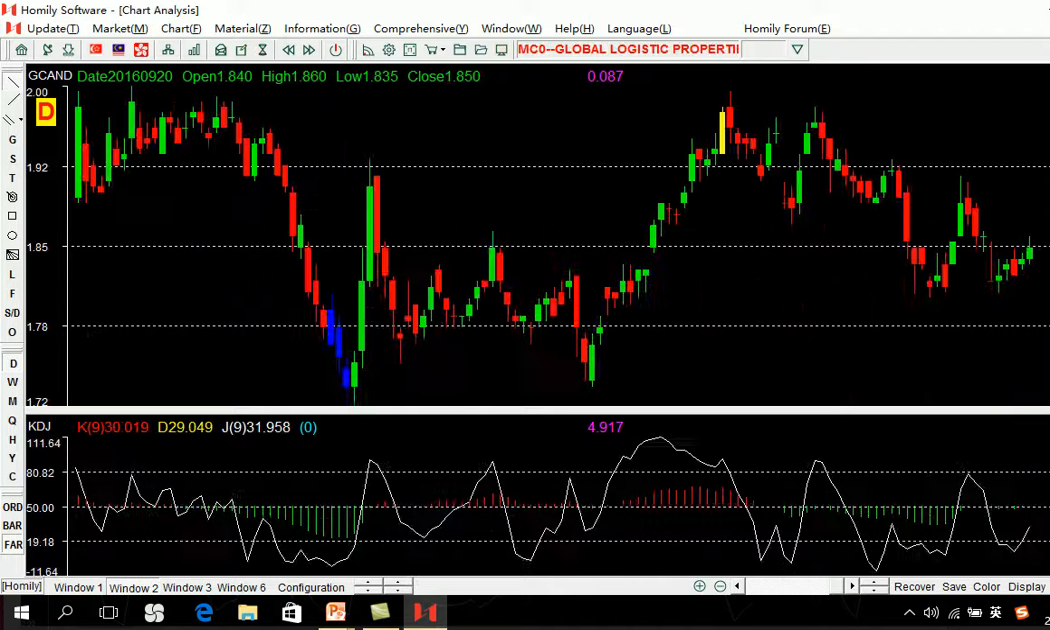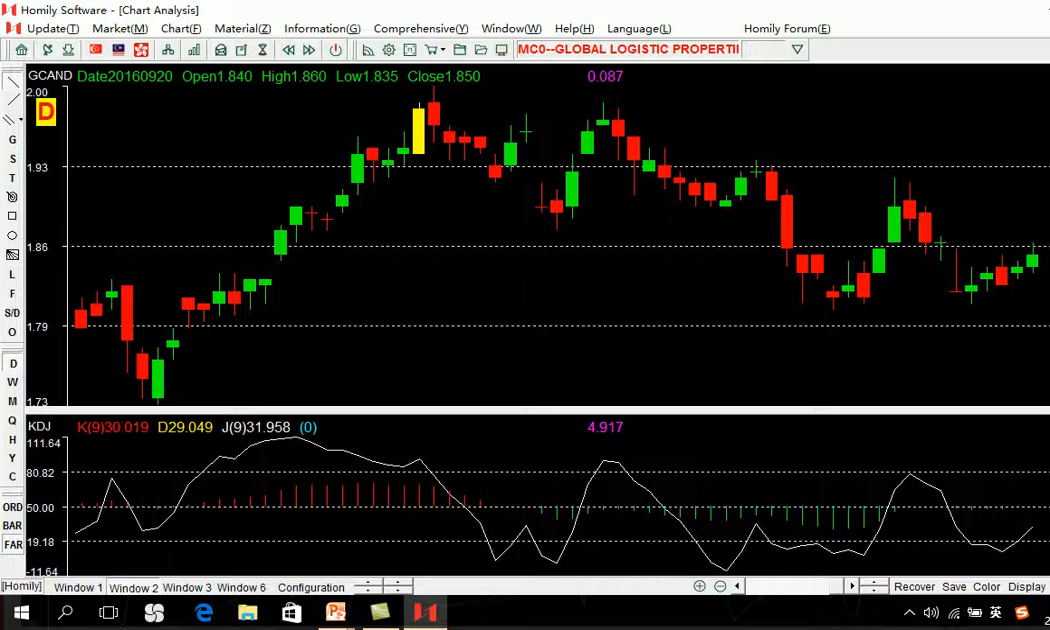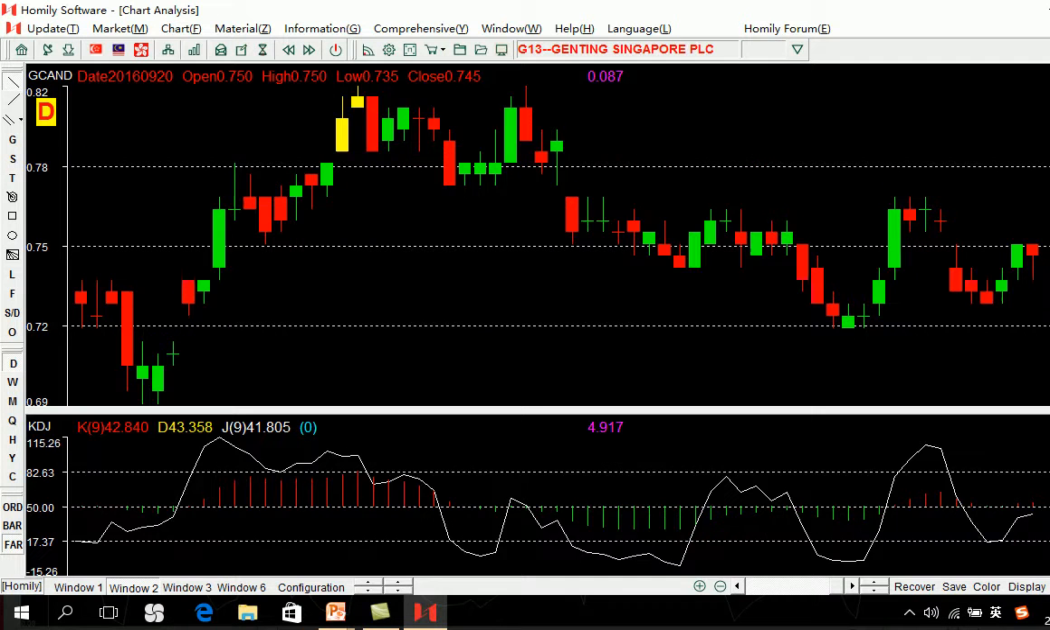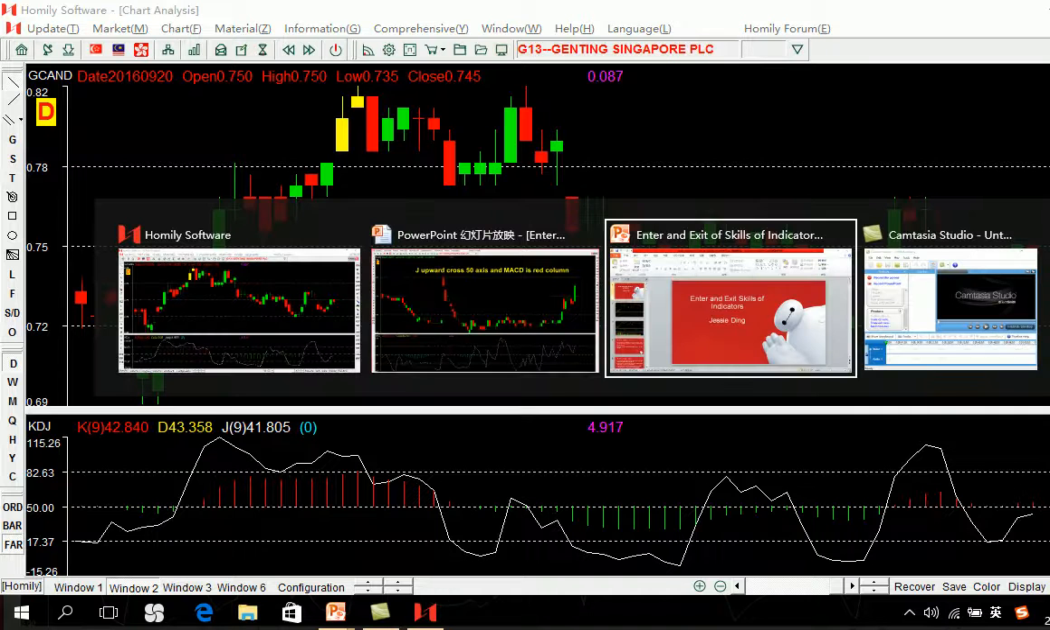Then we can see the next one. This one, can we buy or not? Cannot. We need to wait and see. Okay, so how about this one? Because we all want to buy some stocks, but we don't know which stock is good to buy. So we can see this one. If you see the J-line output cross, maybe you can buy because the MACD is red color. Okay, so this is the method.